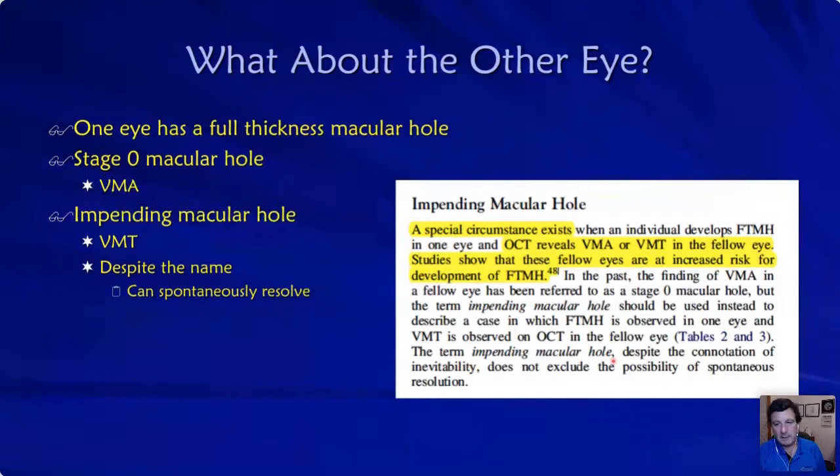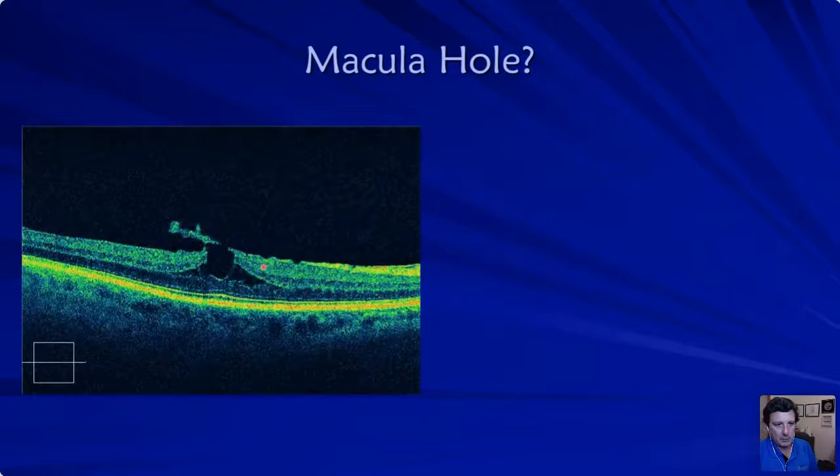Well, that's good because that's going to keep them from coming in for follow-ups. But as we know, they still have the ability to spontaneously resolve. So you got to be careful with that, even with stage 0 macular hole. Stage 0 sounded good because, hey, it's 0. But impending sounds like it's happening, which is good because they're going to come in for their follow-ups. But anytime there's any type of traction or even vitreomacular adhesion to that other eye, you still want to call it an impending macular hole.